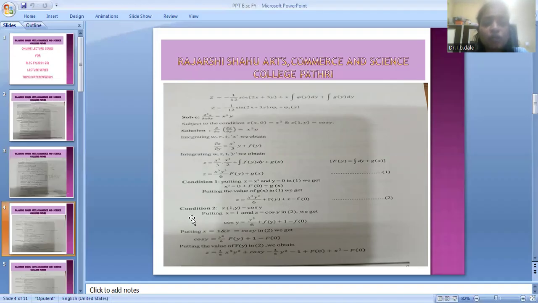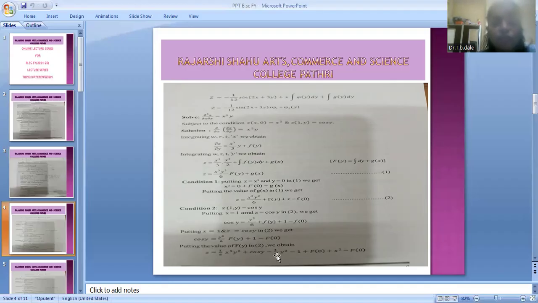In condition 2, z(1,y) = cos y. Putting x = 1 and z = cos y in 2, we get cos y = y²/6 + F(y) + 1 - F(0).